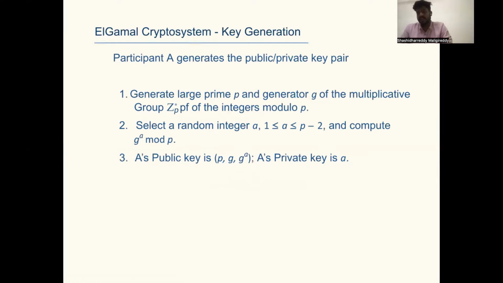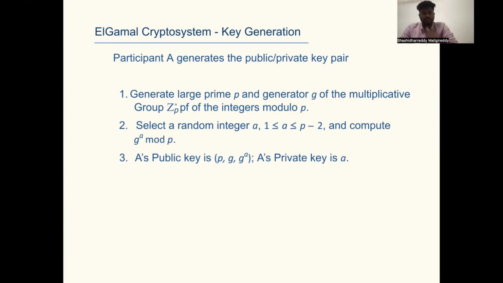The ElGamal crypto system is an asymmetric key encryption algorithm based on the Diffie-Hellman key exchange. It provides an additional layer of security by asymmetrically encrypting keys previously used for message encryption. It consists of three components: key generation, the encryption algorithm, and the decryption algorithm.